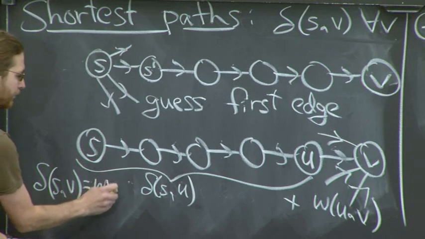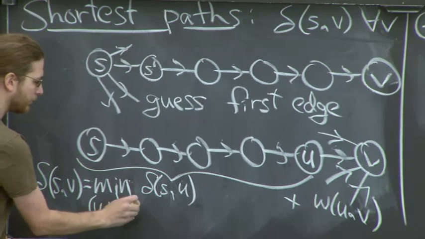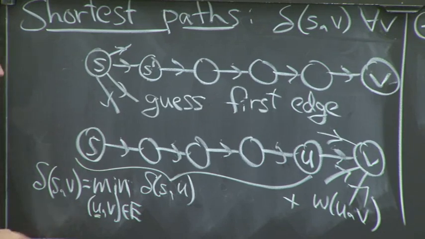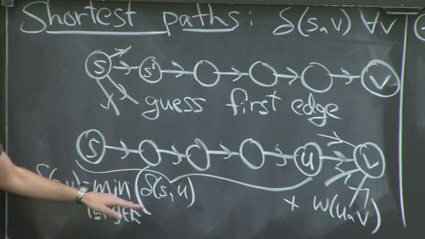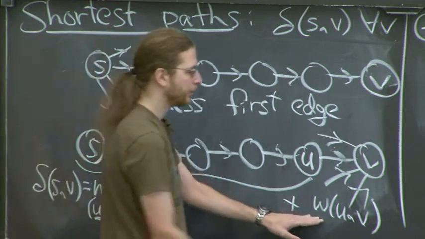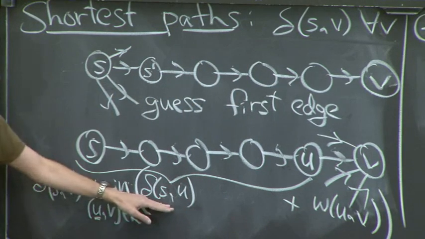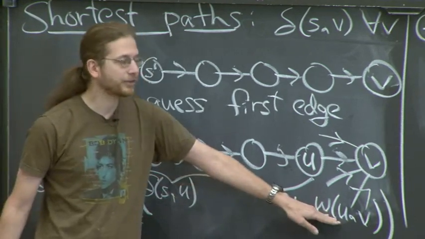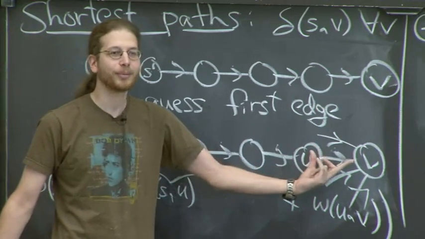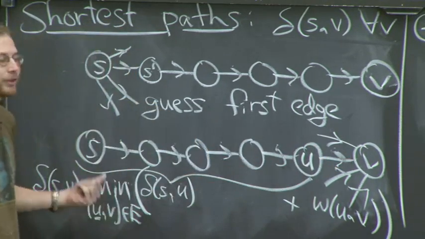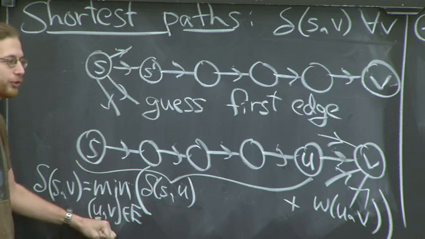So I have to minimize over all edges UV. So we're minimizing over the choice of U. V is already given here. So I take the minimum over all edges of the shortest path from S to U plus the weight of the edge UV. That should give me the shortest path, because this gave me the shortest path from S to U. Then I added on the edge I need to get there. And wherever the shortest path is, it uses some last edge, UV. There's got to be some choice of U that's the right one. That's the good guess that we're hoping for. We don't know what the good guess is, so we just try them all.